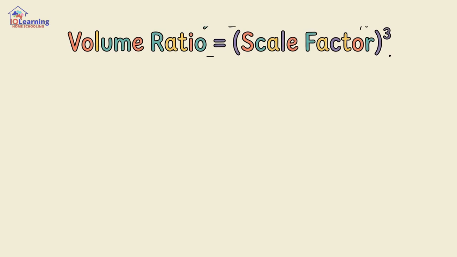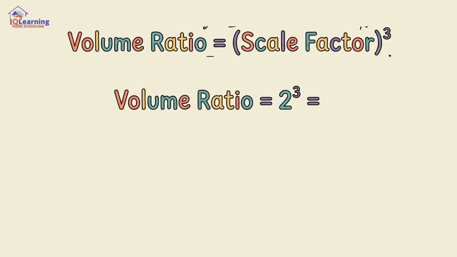This becomes the rule for similar solids. Volume ratio equals the scale factor cubed. So if the scale factor is 2, the volume ratio is 2 cubed. 2 cubed equals 8. That means the larger solid has 8 times the volume of the smaller solid.